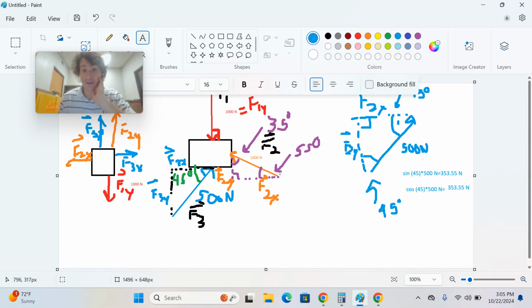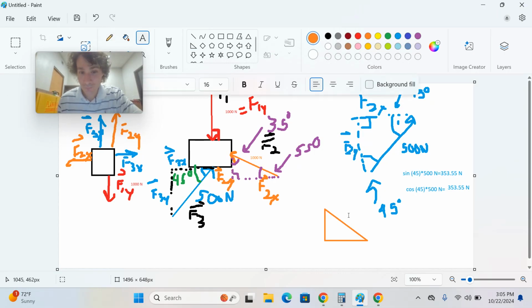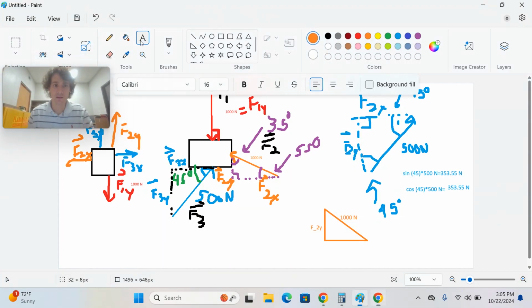Our next one is going to be vector 2. And for that one, I don't know, will this work for the triangle? Let's see. I guess switch to orange. Hey, it'll work. Okay, nice. Hey, saving time. Perfect. And my 1,000 newtons here. Awesome. And then this right here would be F_2Y, and this would be F2X, okay?